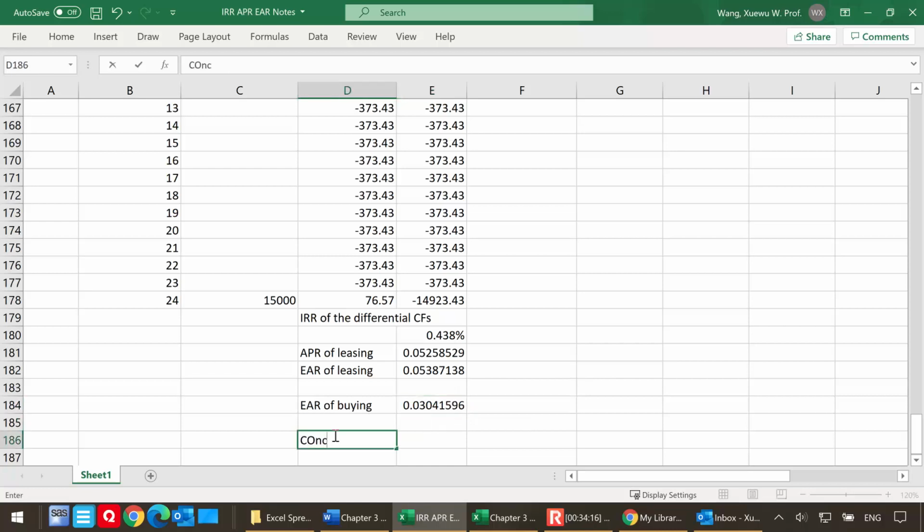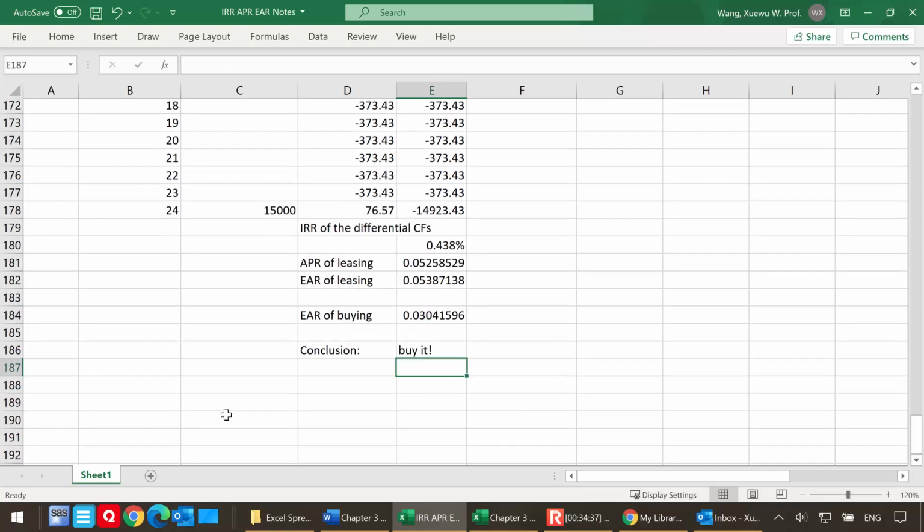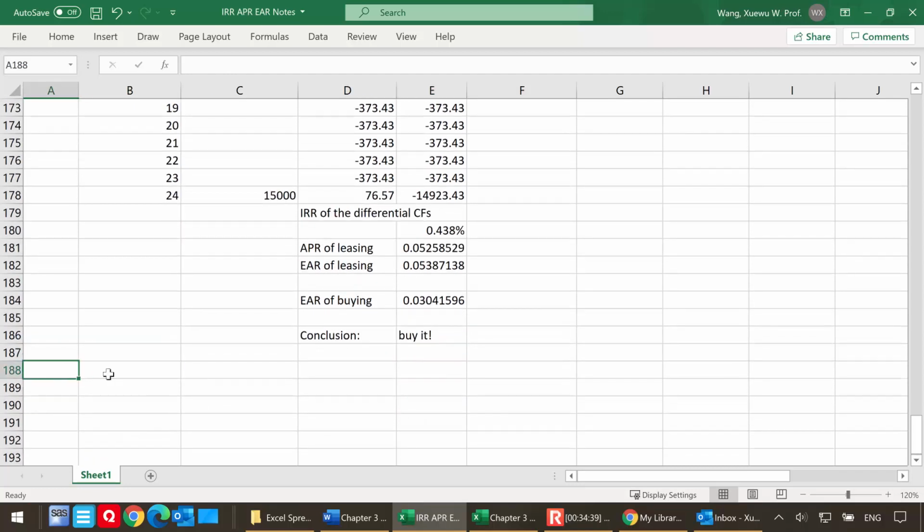So conclusion, what should you do? Well, it's much cheaper for you to buy it. So you should actually buy the car. And you can look at the IF function here again and try to model this by using the IF function. I would leave that to you.